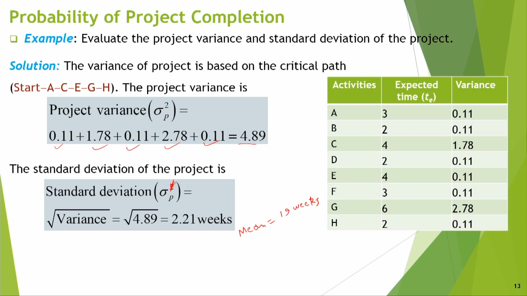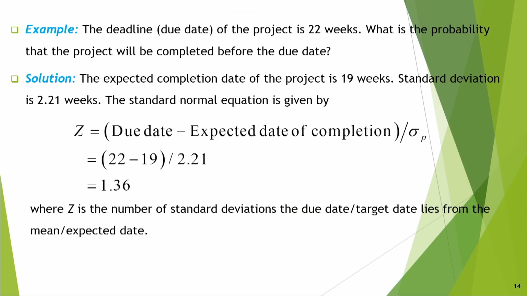Mean was 19 weeks, and the deadline due date of the project is 22 weeks. What is the probability that the project will be completed before the due date? So, the solution is that the expected completion date of the project is 19 weeks, but somebody is asking that the due date is 22 weeks. So, what is the probability that it will be completed by that time? Standard deviation is 2.21 weeks.